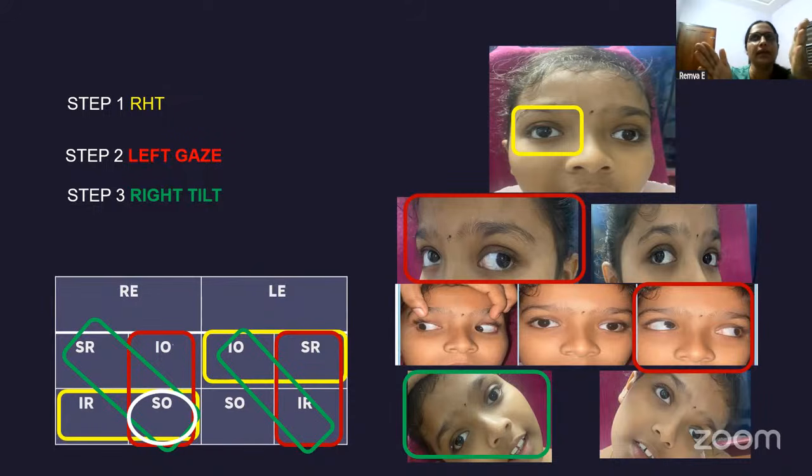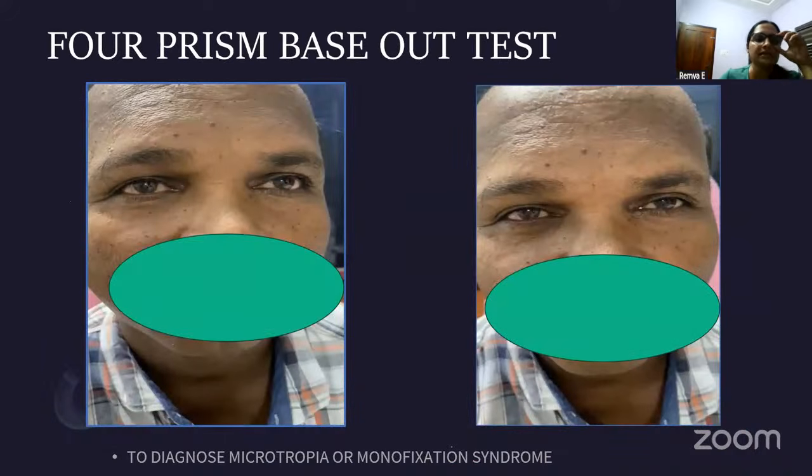Just think that recti act maximum in abduction, whereas obliques act maximum in adduction. Whichever side you are tilting, your intorters are acting. Intorters means superiors. You must have heard that superiors are intorters, whereas extorters are your inferiors. So just combine those, and you will get the correct muscle which is involved.